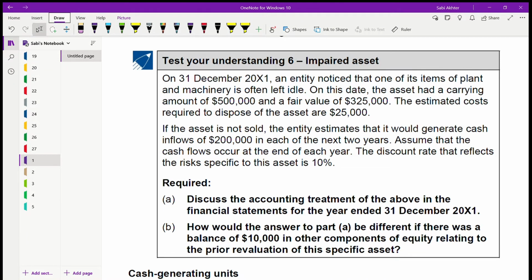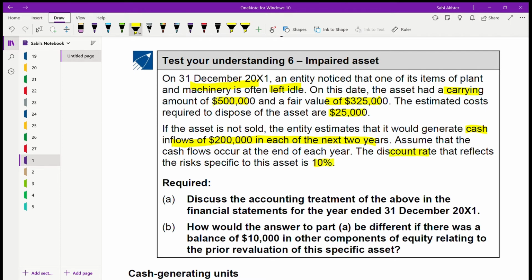Test your understanding 6. On 31st December 2001, an entity noticed that one of its items of plant and machinery is often left idle. On this date, an asset had a carrying amount. So this is the carrying amount 500,000, and this is the fair value, and this is the cost to sell. The asset was not sold, and the entity estimates that it would generate cash inflows of 200,000 in each of the next 2 years. So the reason why they have given this is for you to find value in use. Assume that the cash flow occurs at the end of each year. The discount rate is 10%. Discuss the accounting treatment of the above.